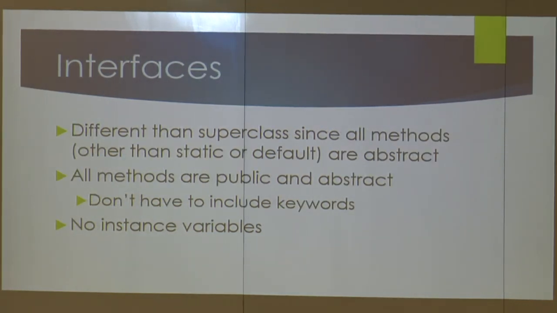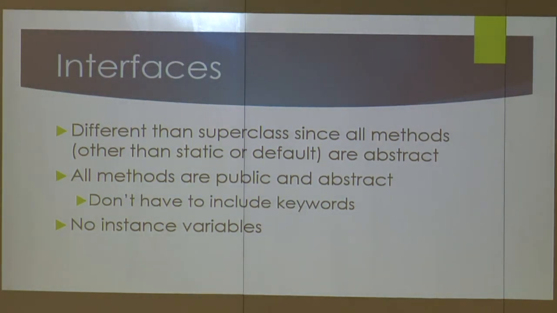So interfaces are different than superclasses because all of their methods are abstract. So we had said with an abstract superclass that it could have a combination of concrete and abstract methods, but with an interface, all of the methods are going to be abstract. So all of the methods are just going to be those signatures without bodies.